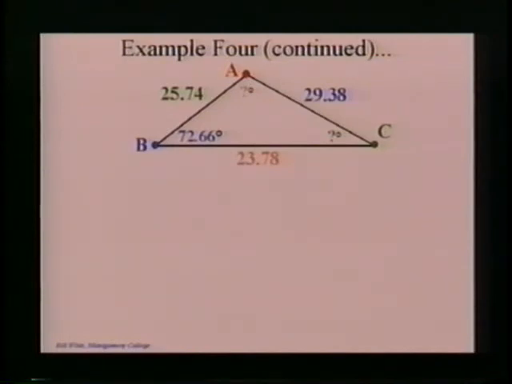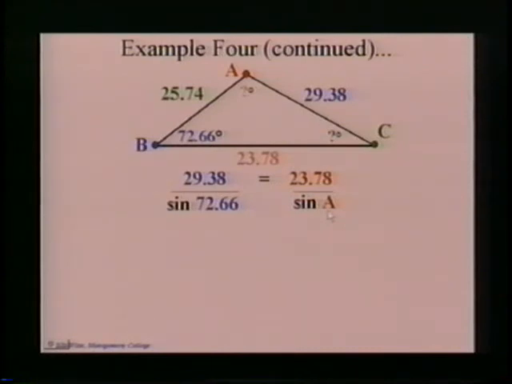Well, now that I know what B is, perhaps I want to find the other two. I want to find angle A. Well, let's not make it hard. Since I have a pair, let's use the law of sines. In this case, lowercase b, 29.38, over the sine of B, 72.66, is, we're trying to find a, lowercase a over the sine of A. Let's solve for this.